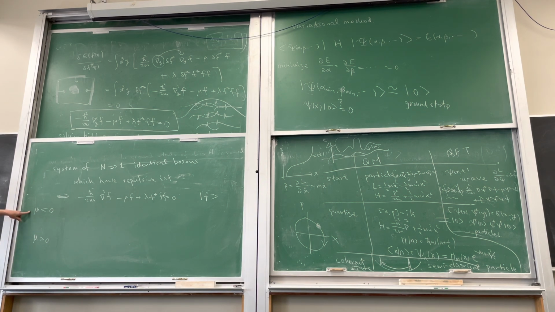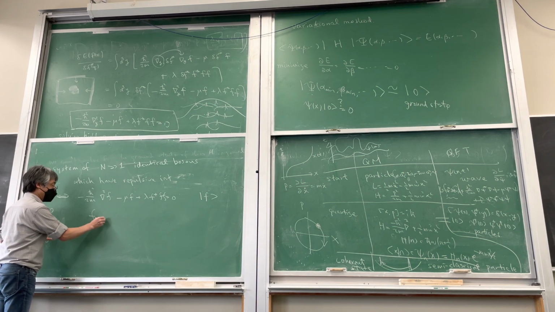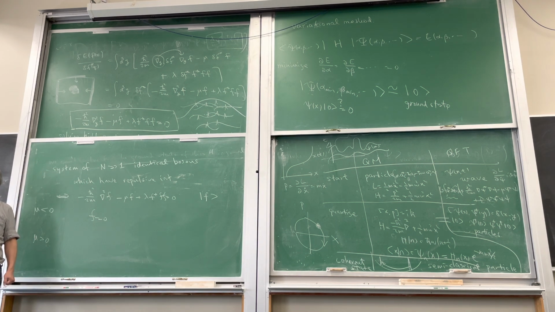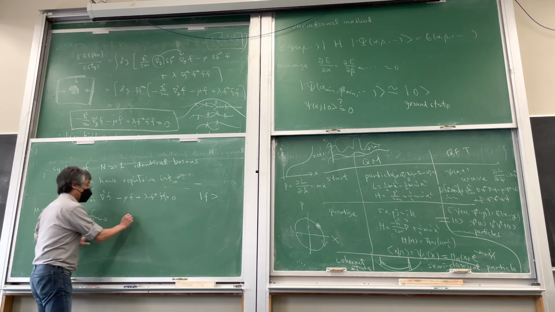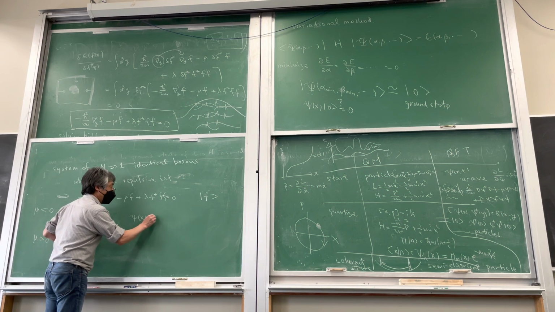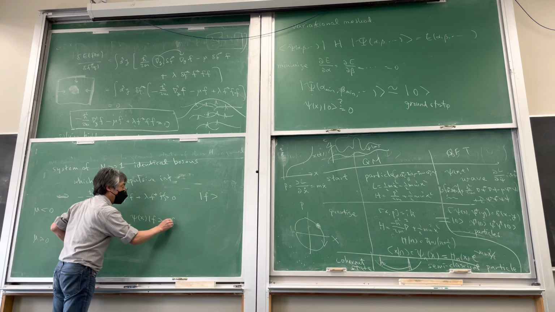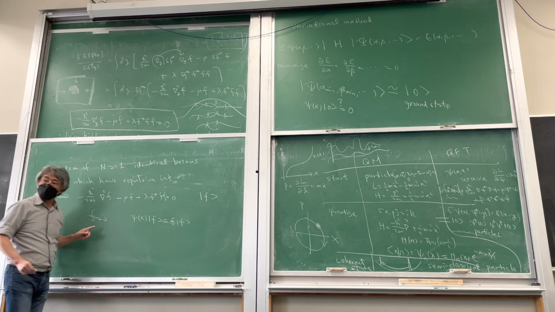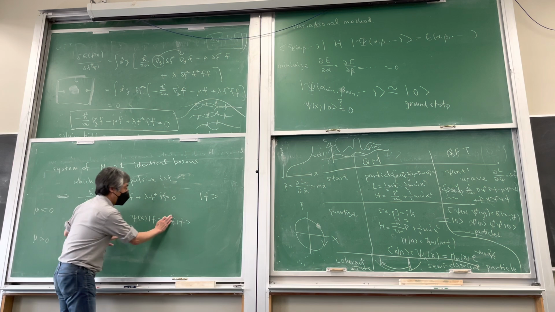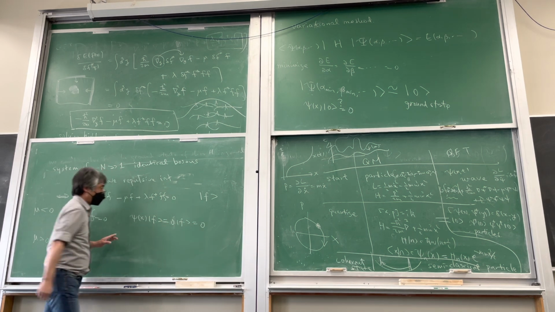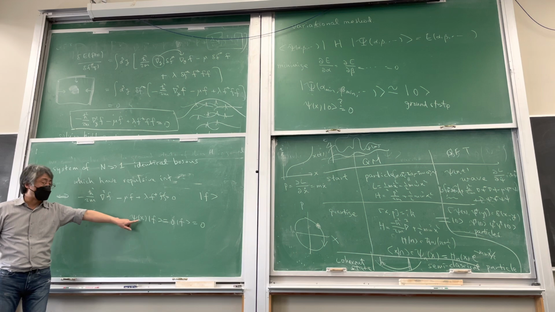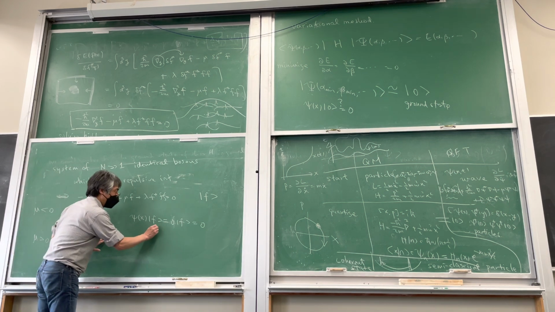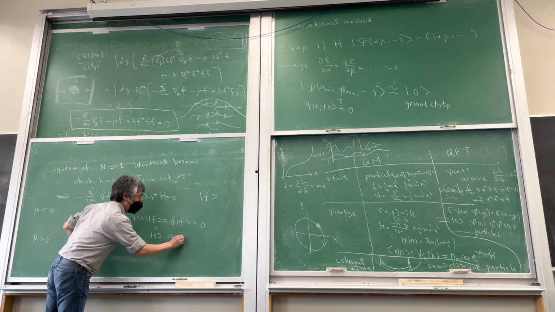When mu is negative, the only simple solution I can come up with is this, f equals 0. That obviously satisfies this equation. Every term vanishes. And remember that f equals 0 means that this is the eigenstate of an annihilation operator. When f is 0, this is annihilated by the annihilation operator at every position, which is nothing but the vacuum state we talked about.